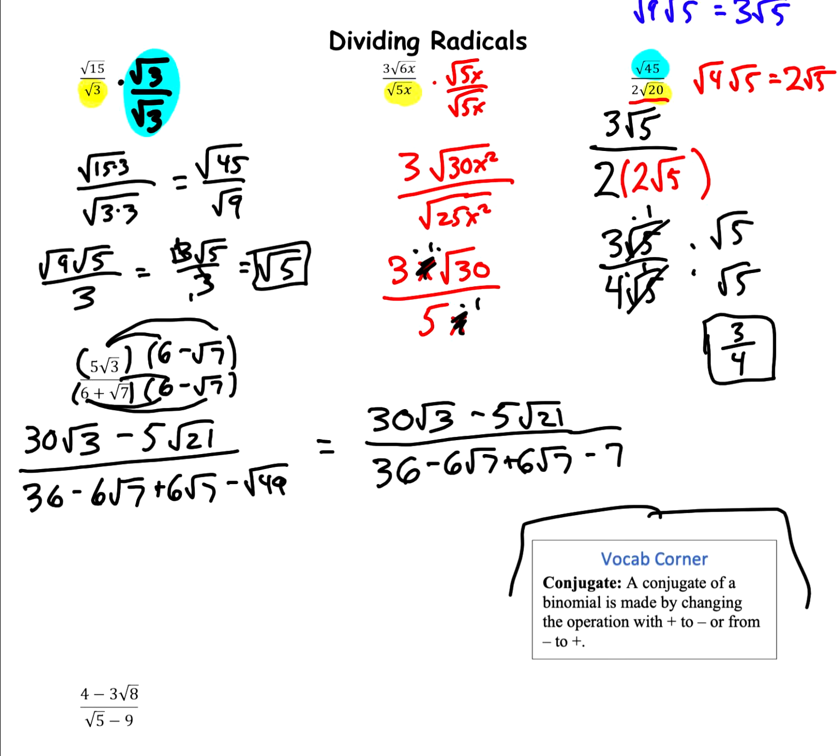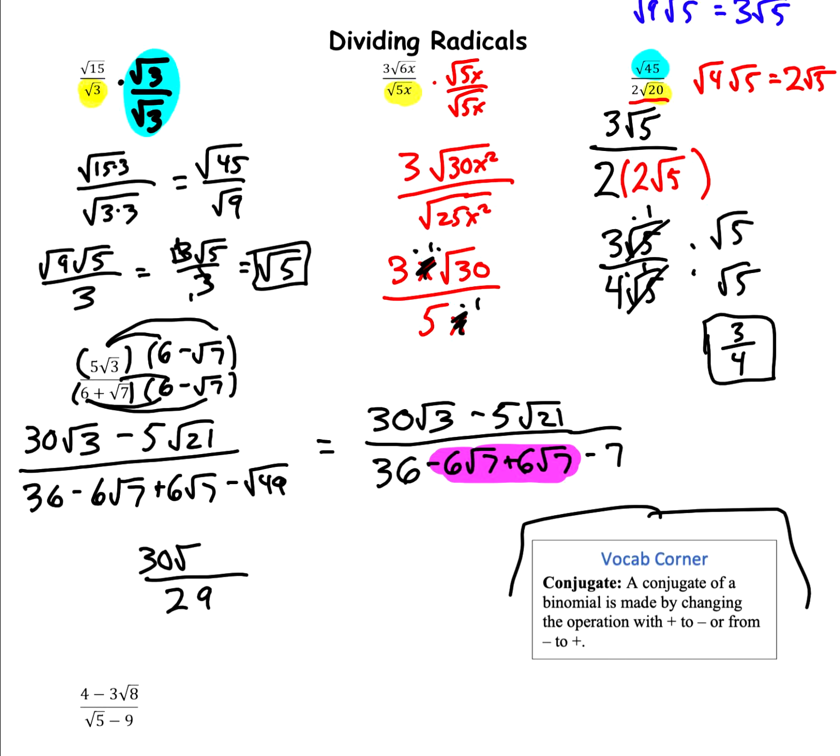When we go to add like terms in the denominator, look what happens to the radicals. Those are the irrational parts of the denominator, but what's negative 6 radical 7 plus 6 radical 7? Well, they cancel each other out. You get 0. So when you simplify this further, you would get 36 minus 7 in the denominator, which is 29. And the numerator doesn't change.